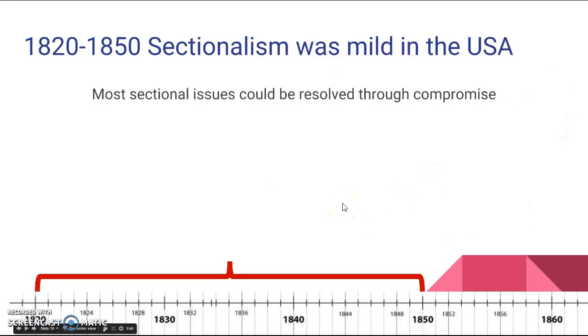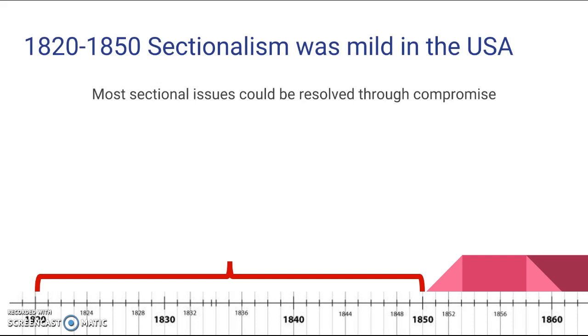Just to explain sectionalism and its importance, from about 1820 to 1850, sectionalism is a problem, but it's a fixable problem. It's one that keeps coming up, this issue of slavery, how to fix it, what to do about it, but it is one that can be resolved through compromise. All the way up to 1850, there is always a solution to these sectional problems.